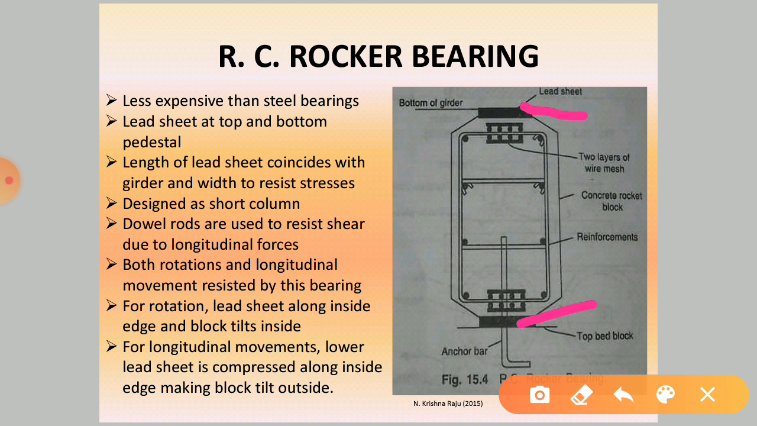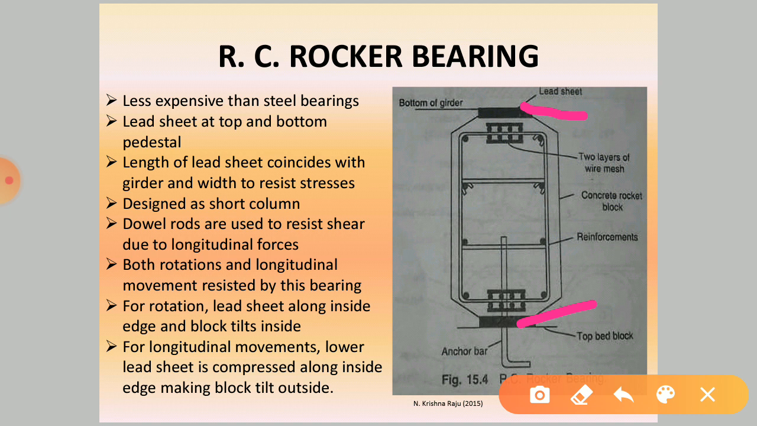Now, how much is the length? The length of this lead sheet should coincide with the length of the girder, and the width should be such that it resists the stresses. Also, to anchor these bearings, dowel rods are used, and they are also helpful in resisting the shear due to longitudinal forces. Again, this type of bearing is useful for resisting longitudinal movement and rotations also.